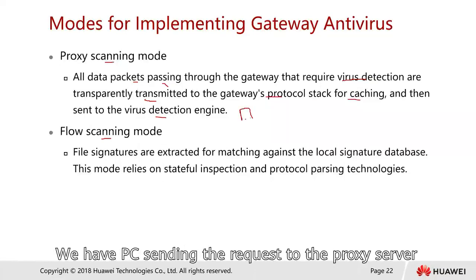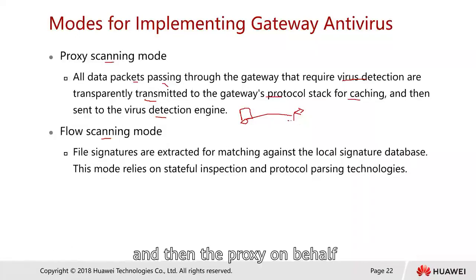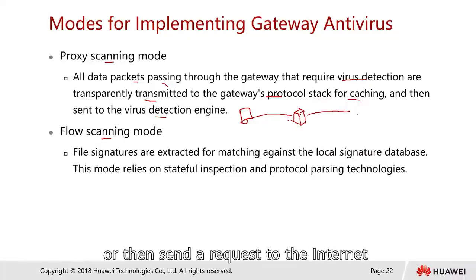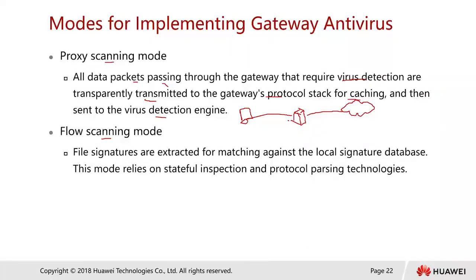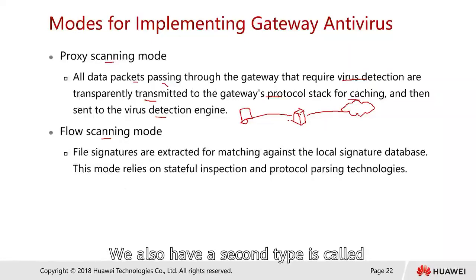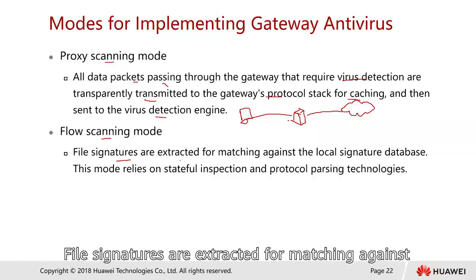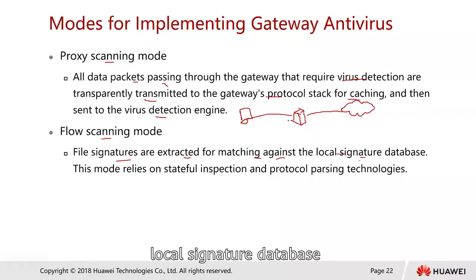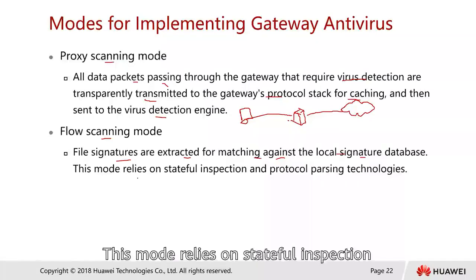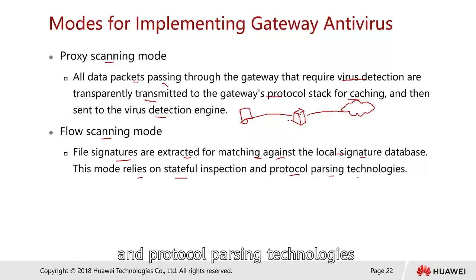So we have the PC sending the request to the proxy server, and then the proxy, on behalf of the PC, will send the request to the internet. Okay, the second type is called the flow scanning mode. File signatures are extracted for matching against the local signature database. This mode relies on stateful inspection and protocol parsing technologies.